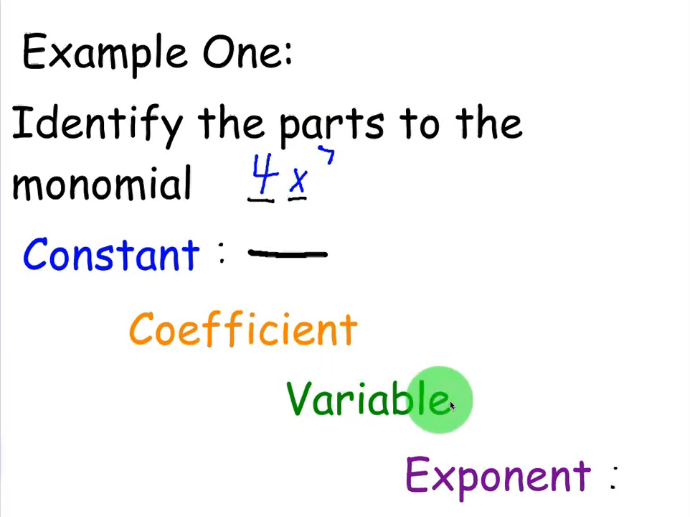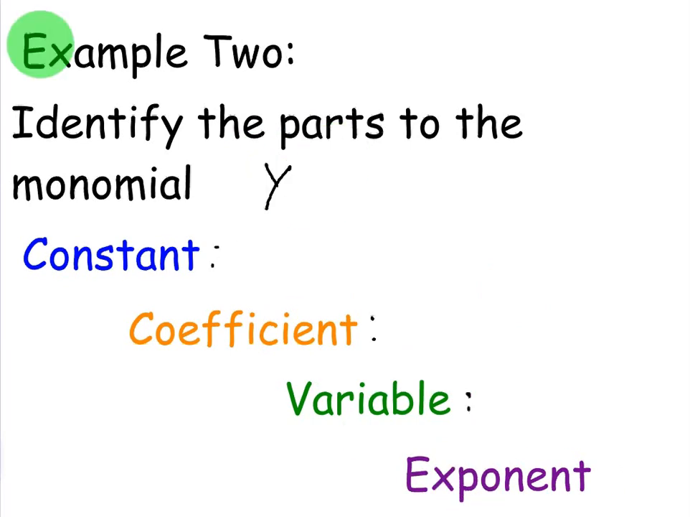How about the variable? Well, in this case, it's x, right? It's a number that changes. We don't specifically say what it equals, therefore it's a variable. And lastly, we have the exponent. The exponent is going to be 7, the number up and to the right of the variable. So no constant, the coefficient is 4, the variable is x, the exponent is 7.